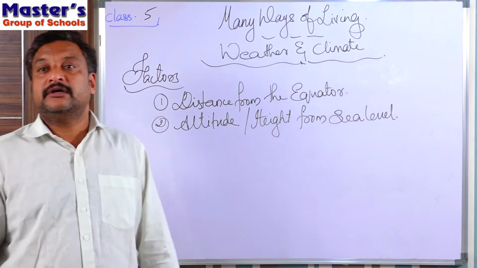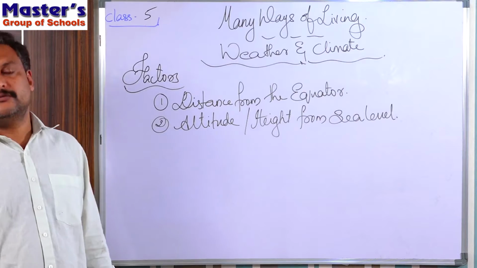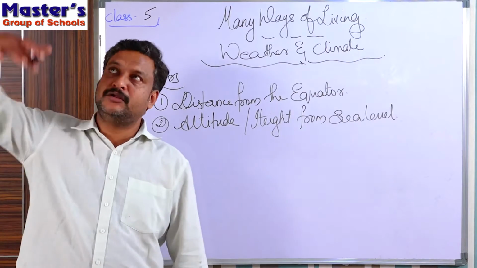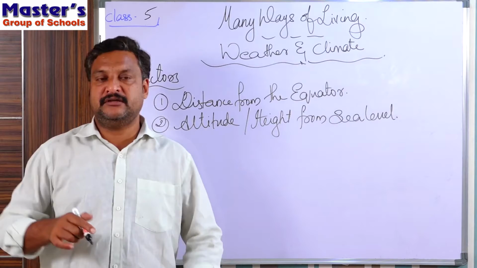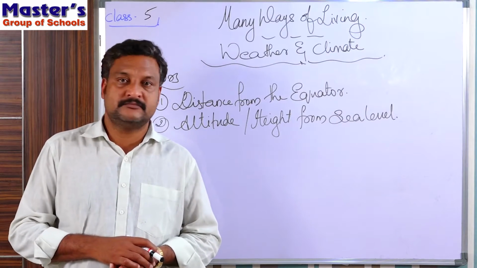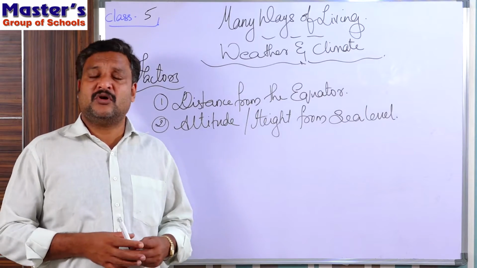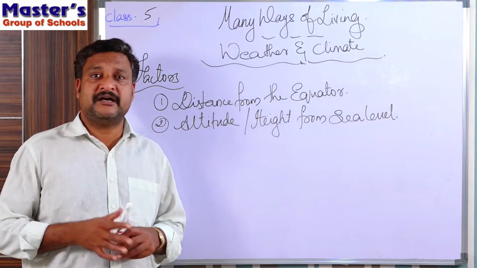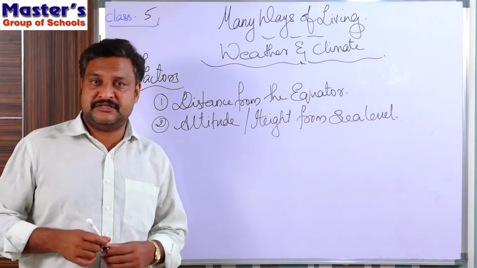Altitude, or height from the sea level. We know that as we go high on a mountain, the climate will be cooler. Climatic conditions found in mountain regions are comparatively cooler than in the plain regions.